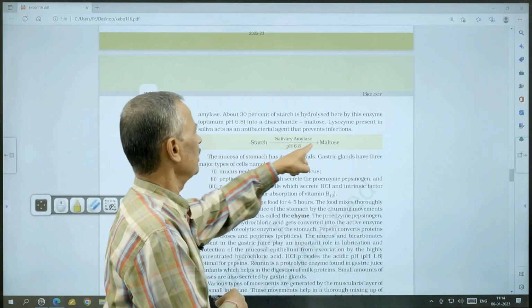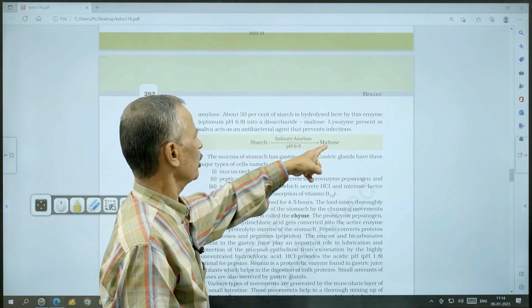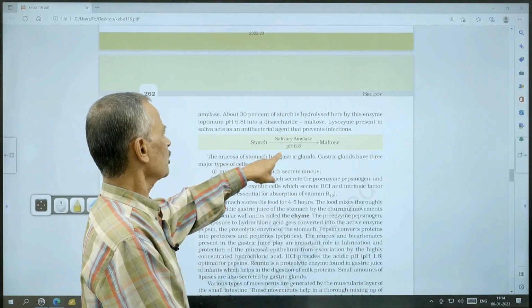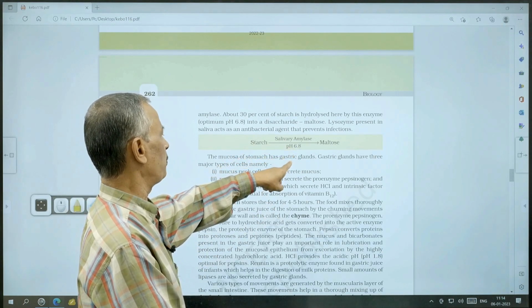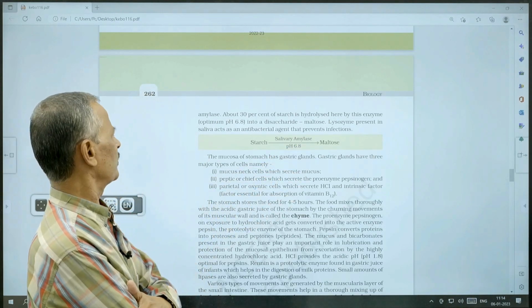So, this is the reaction that is occurring in the buccal cavity. Starch is converted into maltose with the help of the salivary amylase. And the optimum pH needed for its action is 6.8, slightly acidic.